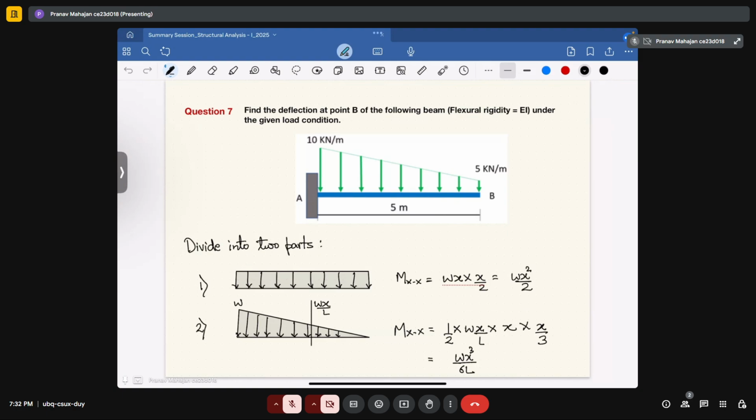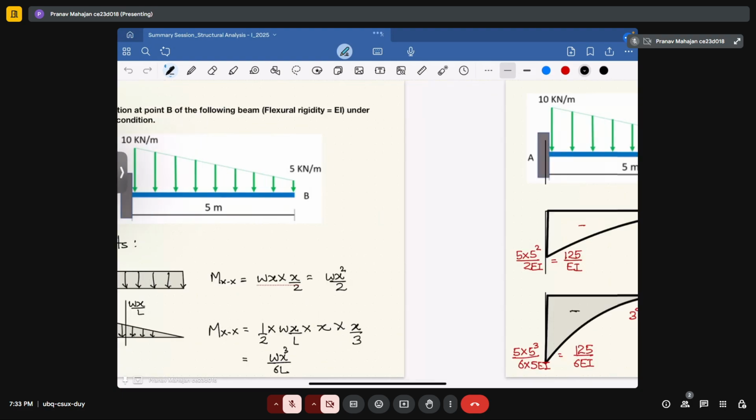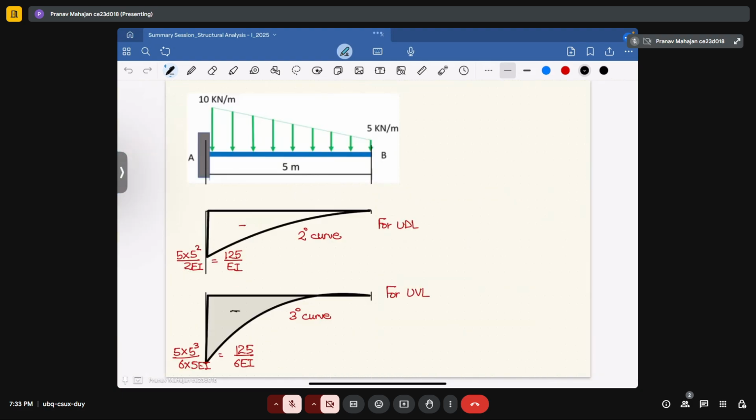Now when you determine the moment Mxx, it will be equal to wh square upon 2 for the uniformly distributed load, and it will be equal to wh cube upon 6l for the uniformly varying load. For the complete length L, if you determine that, you will get the maximum value equal to 125 upon EI for the uniformly distributed load. And for the uniformly varying load, since that will be a 3-degree curve, you will get the value equal to 125 upon 6 EI.